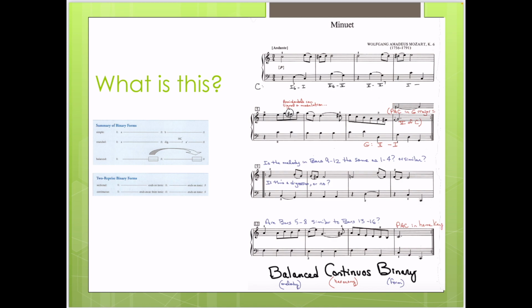The harmony is continuous because the cadence in bar 8 did not cadence on a PAC in the home key. So it didn't sound finished, didn't sound sectional, couldn't stand on its own. It would sound unfinished until the song completely cadenced on the one, a PAC in the home key at the very end. So it's balanced for the melody, continuous for the harmony, and it's binary for the form. Balanced, continuous, binary. Let's try another one.